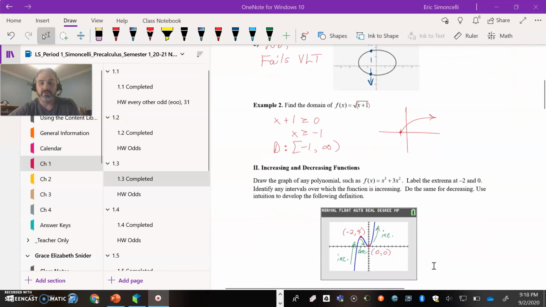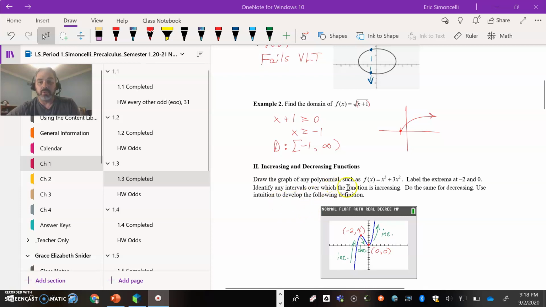Increasing and decreasing functions. We're going to draw the graph of any polynomial. In this case, more specifically, f of x equals x cubed plus 3x squared, which I have here for you. I've already done that on the calculator, labeling the extrema at negative 2, so negative 2 comma 4, and 0, so 0, 0. Now, extrema, if you recall from Algebra 2, speaks to a maximum or a minimum of a function. Sometimes you'll even hear us describe this as a relative maximum or a relative minimum. Specifically, that's what these 2 points are. So the extrema here are at the x coordinate values negative 2 and 0.